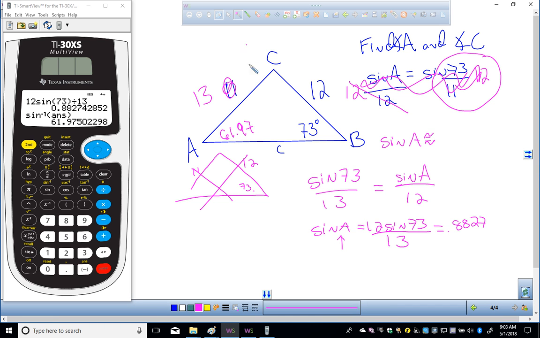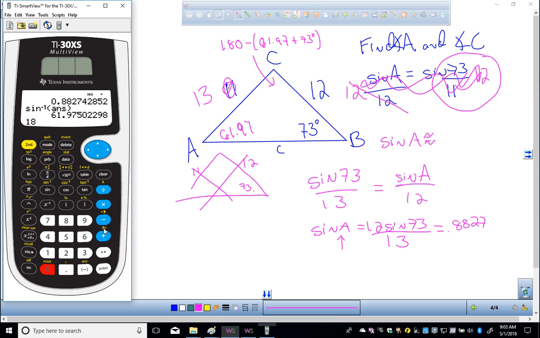61.97. Do I have to do that again to find angle C? Please tell me I don't have to do that again. How else could I find angle C? Just subtract these two angles from 180, right? Easier, right? You don't want to go through that process again. So this angle C is equal to 180 minus 61.97 and 73, right? So if I do that, you can do that.